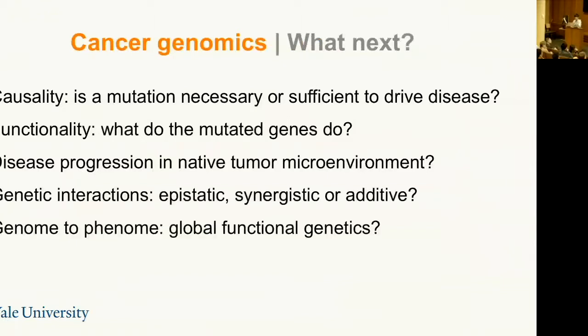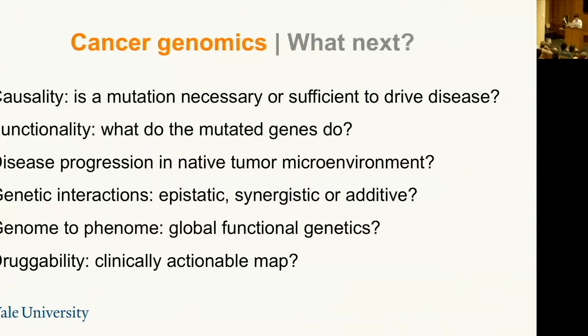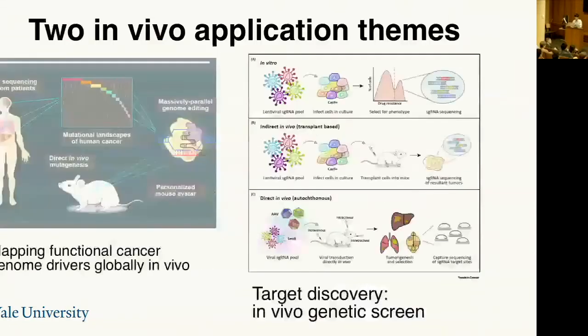With that, we would like to introduce a next generation tool to map the genome to the phenome for cancer mutations. How about we just do everything together in the animals and then prove which are the mutations that are driving cancer and which are not? With that, we were hoping to achieve a clinically actionable map in the future. This is my vision.